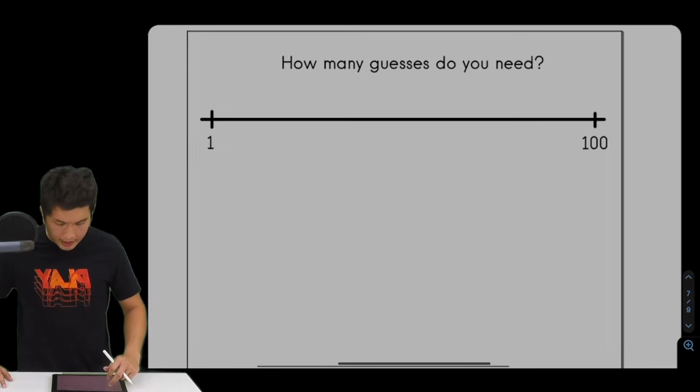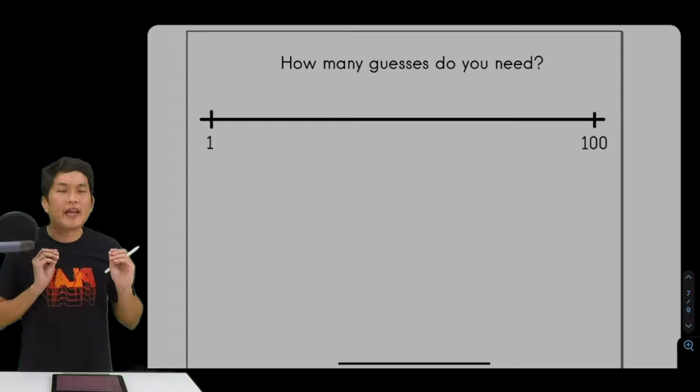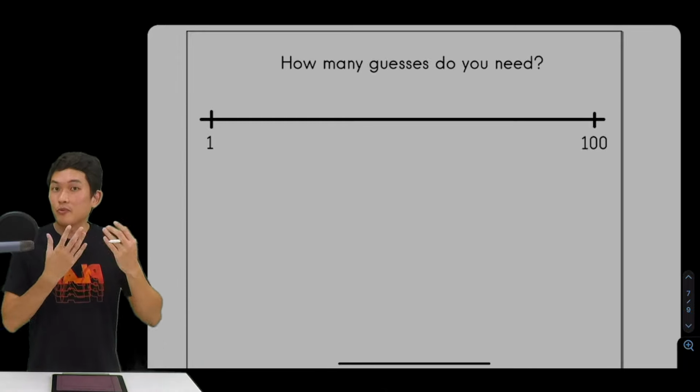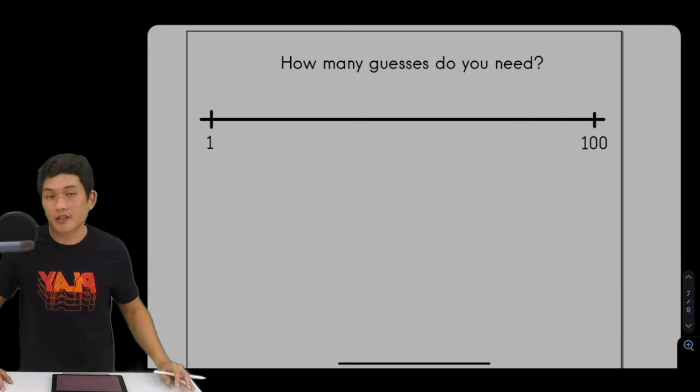So over here, I have a number line showing the numbers from 1 to 100. I want you to think of any number between 1 to 100, and I am supposed to make guesses to guess what number you're thinking about.